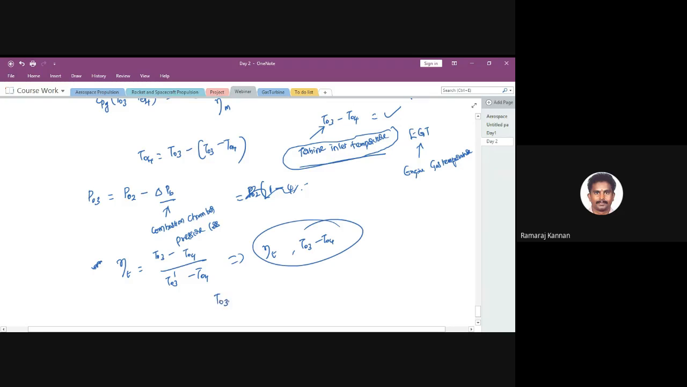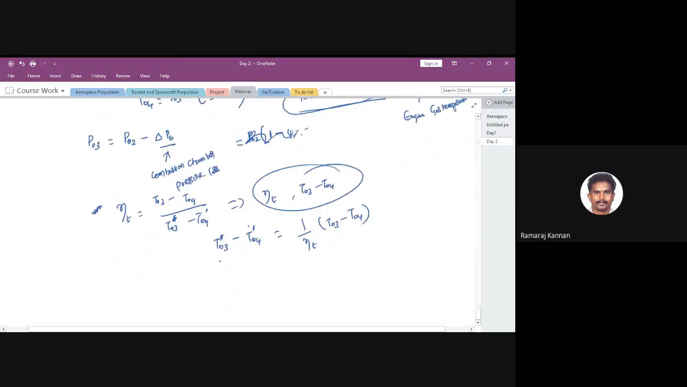Then T03 minus T04 dash is equal to 1 by isentropic efficiency into T03 minus T04. Sorry, your T04 dash. So now we can find your T04 dash from this, which is equal to T03 minus 1 by the isentropic efficiency of the turbine into T03 minus T04.